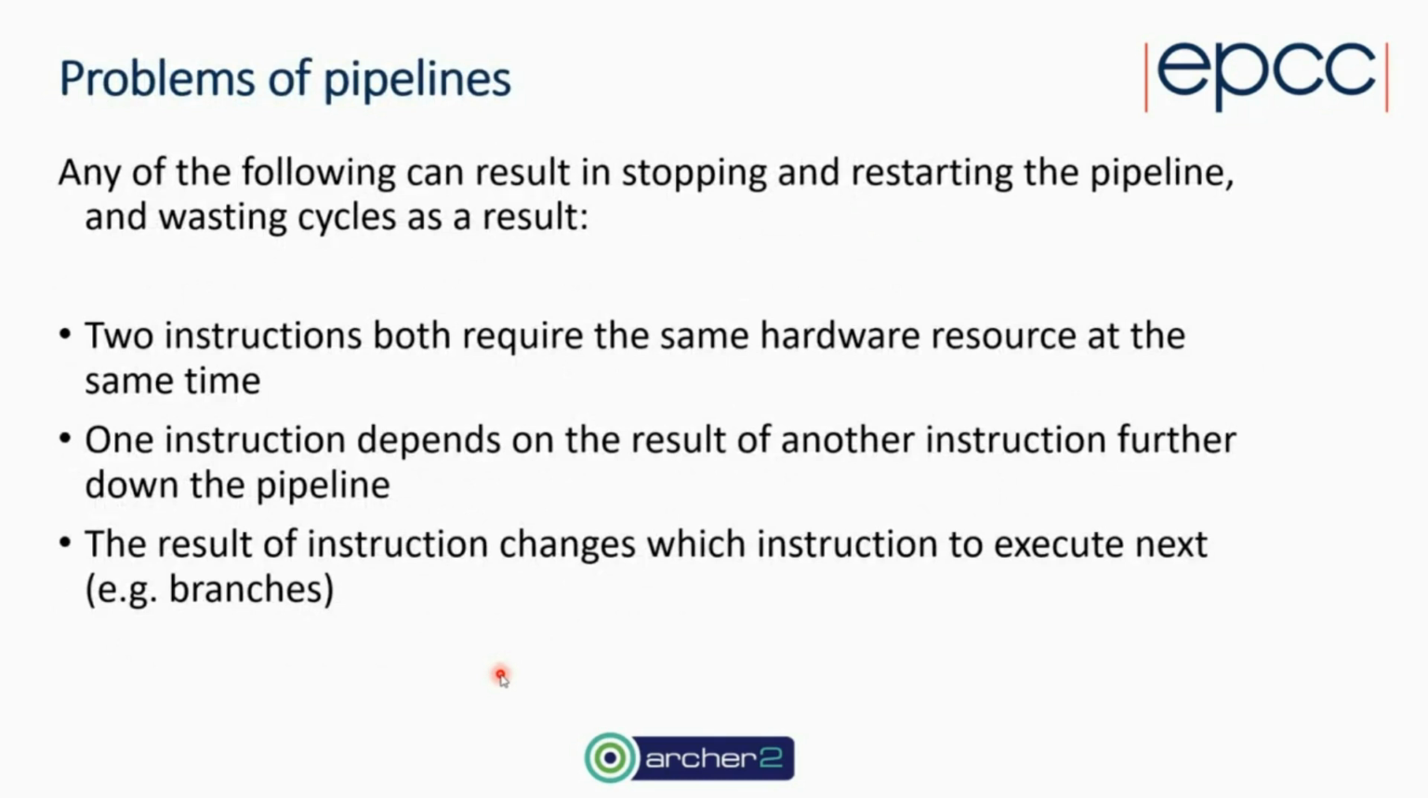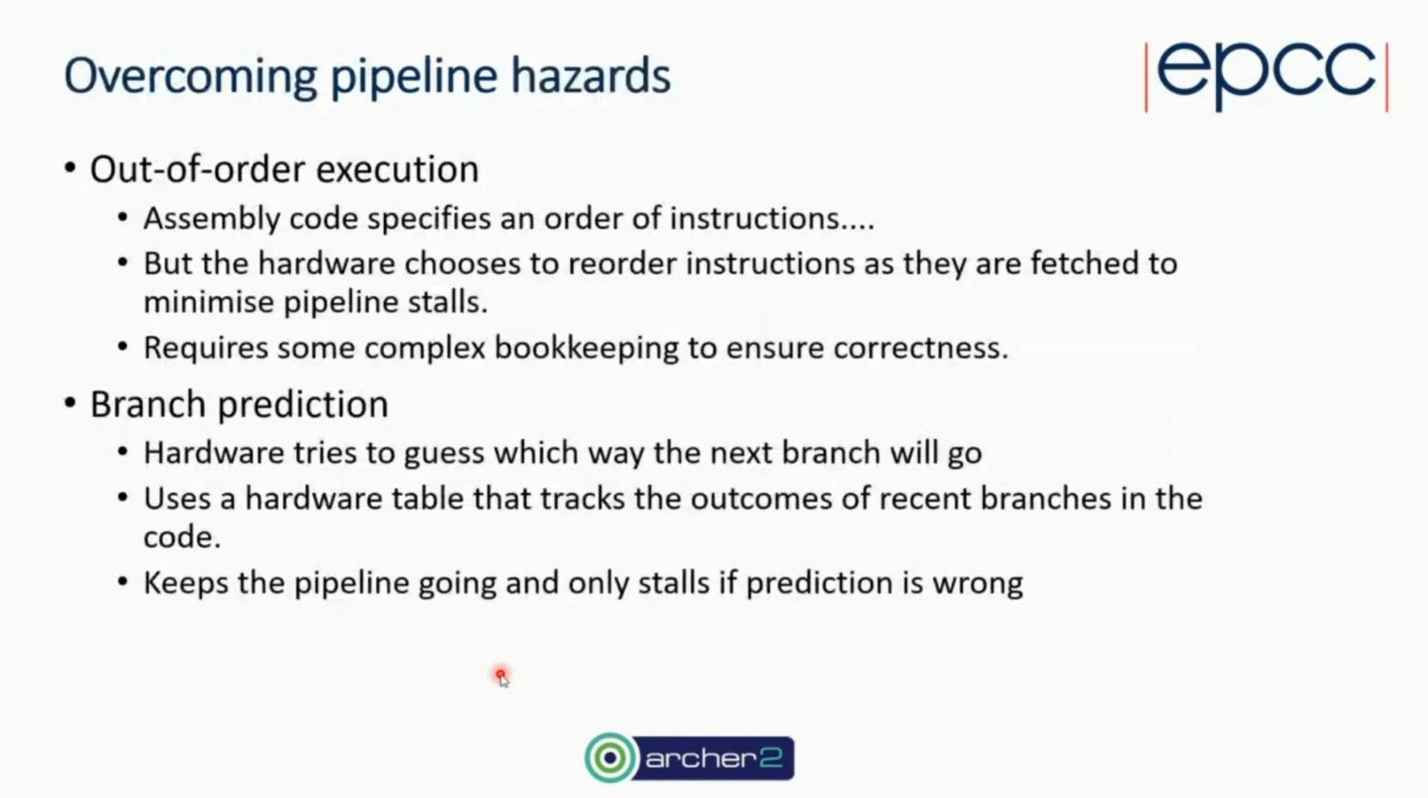So pipelines can stop. There are a number of what we call pipeline hazards, which can waste cycles and give you performance reductions for a given code and a given processor. And these can be things like instructions which aren't pipelined, a floating point division potentially, or square root, but also things like two instructions requiring the same hardware resource at the same time, one instruction depending on the result of another one, or one instruction depending on a branch.